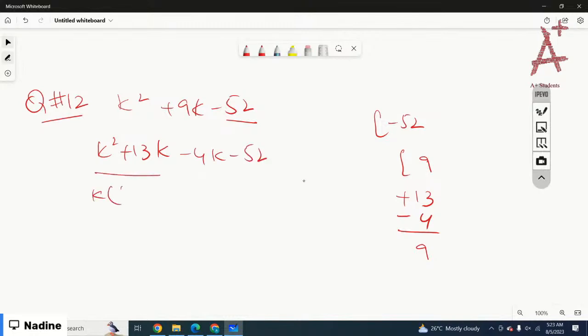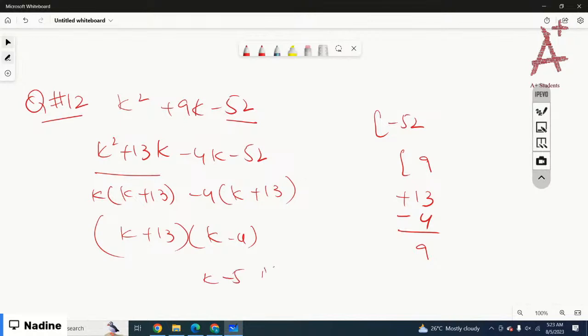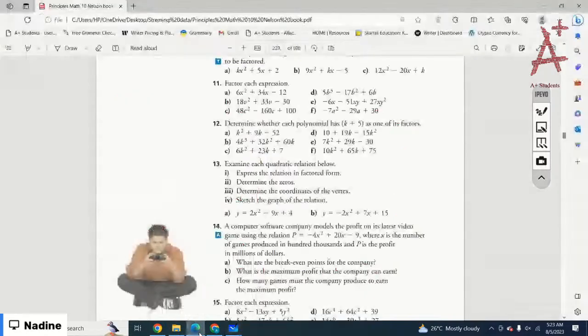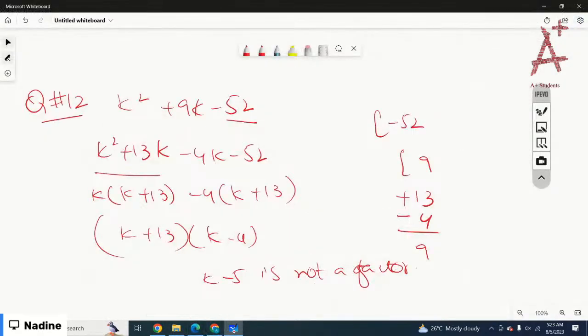Here you have k common, you are left with k plus 13. Here you have minus 4 common, you are left with k plus 13. So the factors are k plus 13 and k minus 4. No, k plus 5 is not a factor. If you make factors and one of the factors is k plus 5, that means yes, it is a factor. So the answer is no for this one, right? So k plus 5 is not a factor.